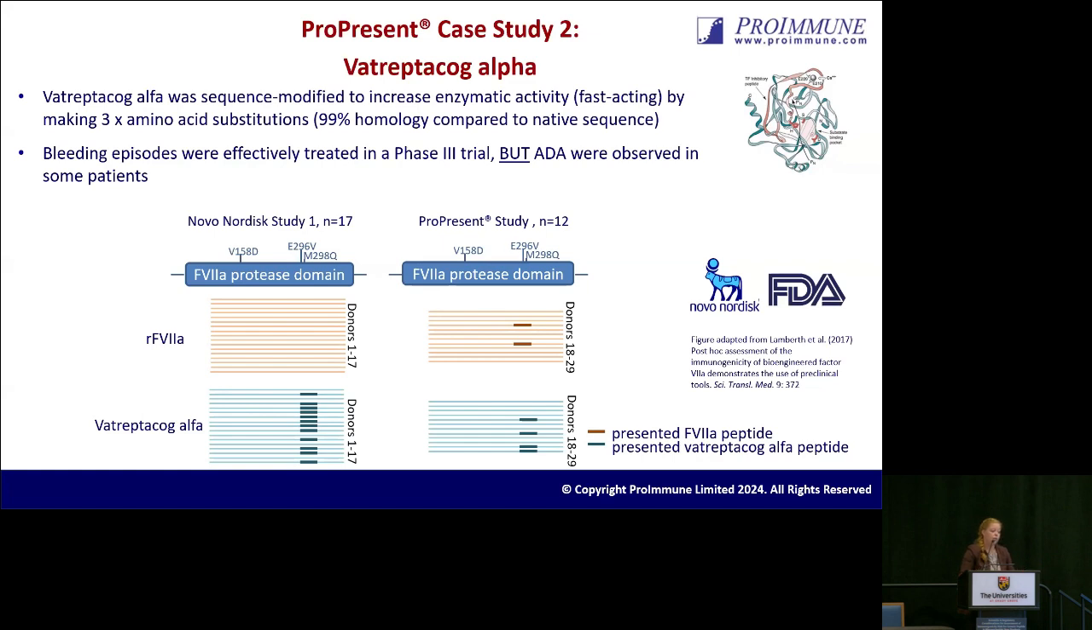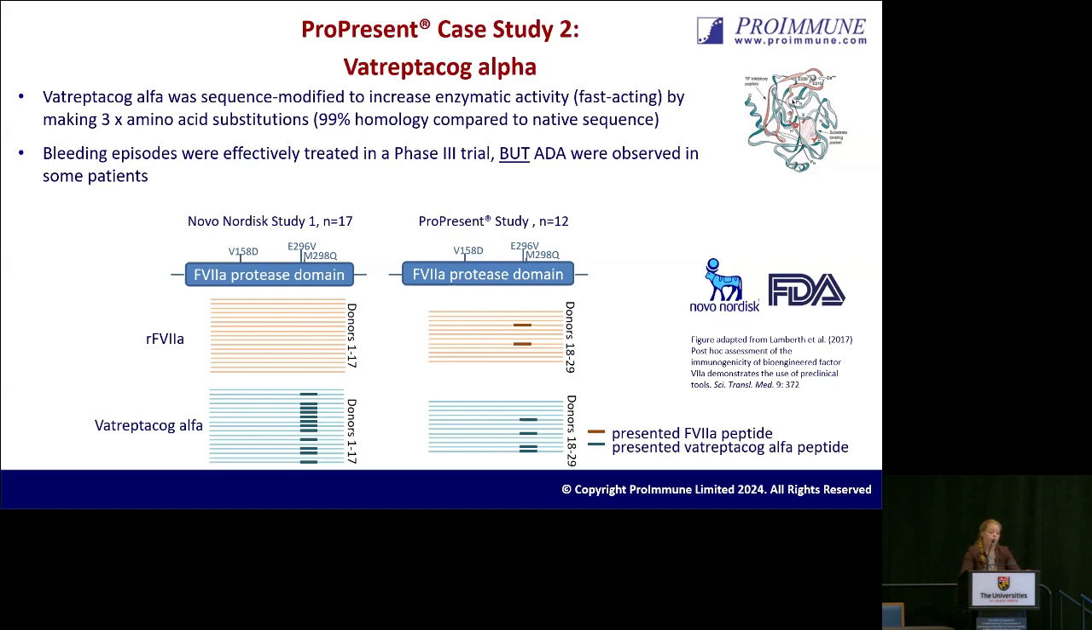And so this group wanted to use both the MAPS approach as well as T-cell proliferation assays to see if they could essentially predict whether these neoepitopes had been engineered in. So there were 2 independent studies performed: one MAPS assay at Novo Nordisk on 17 donors, and then we did a 12-donor ProPresent study to look at presentation from a recombinant factor 7A as well as Vitreptocog alpha. And you can see there in the protease domain where those 3 amino acid substitutions were incorporated. So a V to D, an E to V, and an M to Q. And all the mass spec peptides that were attained in both studies occurred over those V and Q mutations.